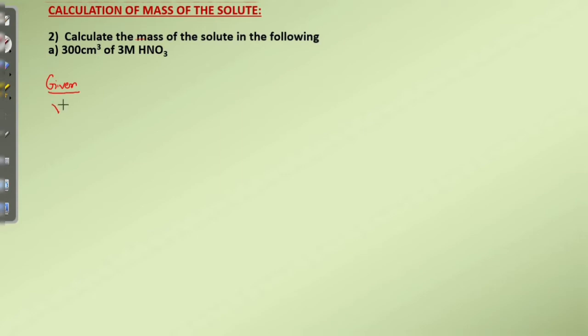Say volume of the solution is given, so volume of the solution, capital V, is equal to 300 centimeter cube. And then molarity of the solution, capital M, is also given, it is 3, is it not? Then what else is given? Nothing else, right? The name of the solute alone is given. So now you are supposed to calculate the mass of the solute.